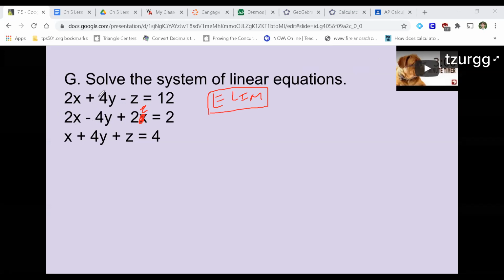Because if you'll notice here, this first, second, and third equation all have 4 as a value of y. So what I can then do is if I add these two equations together, I would get 2x plus 2x is 4x. 4 minus 4 is 0. And then negative 1z plus 2z is 1z equals 12 plus 2 is 14. See that? If I add these two equations together, I'll get a new equation that doesn't have y in it anymore.